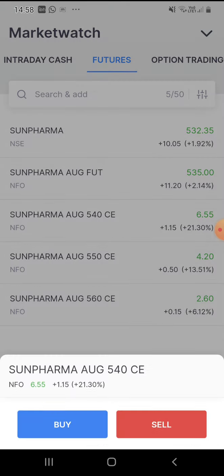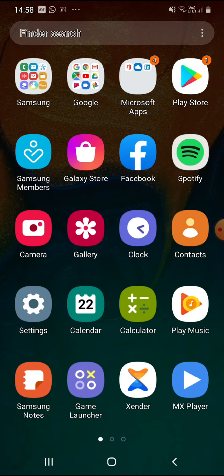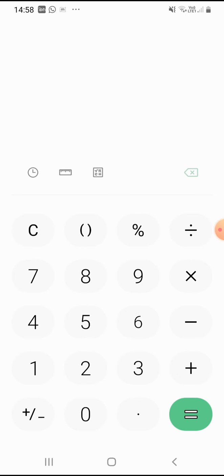Okay, if 6.55 is the value, you can buy this strike for 6.55 into 1400, which is just 9170. As it is nearing expiry, the premium will be very low. That's why we are getting it this cheap.